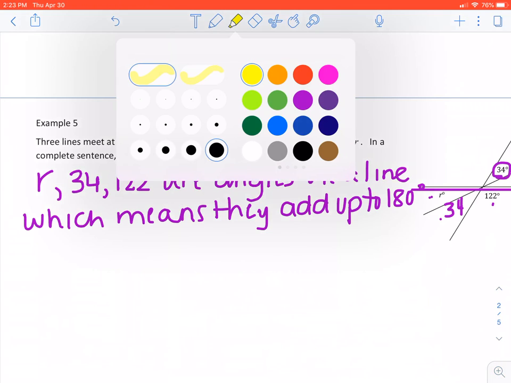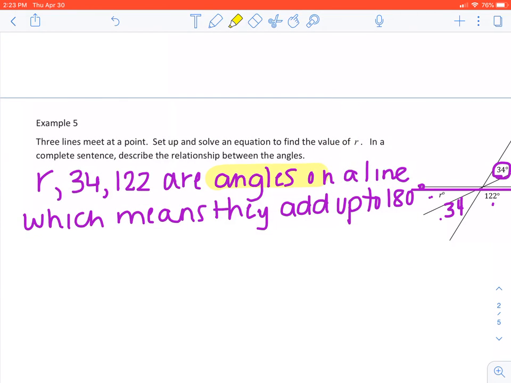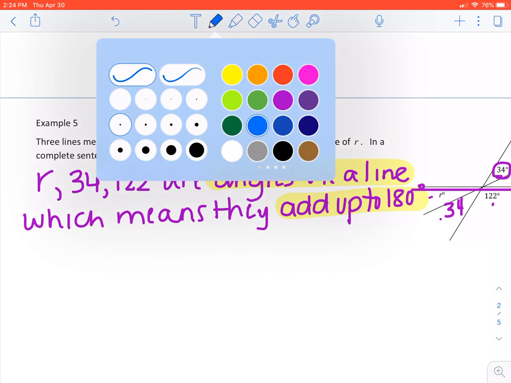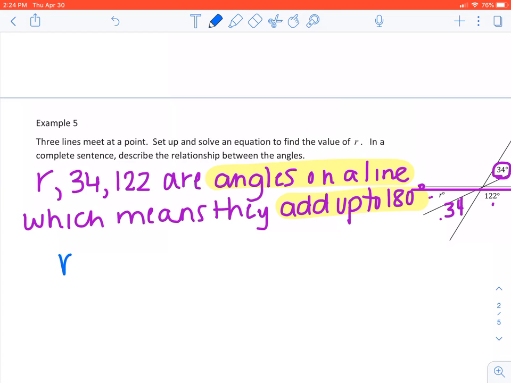So I'm just going to highlight this for you again, that we have angles on a line. That's our vocabulary word. They add up to 180, which is what they actually mean. All right, so let's set up our equation here. So we have R, we have 34, we have 122. That adds up to 180.